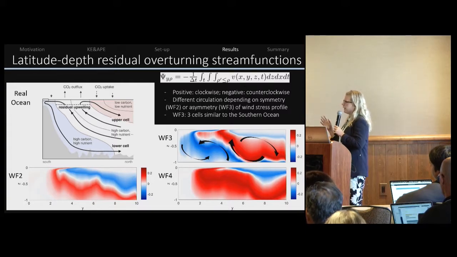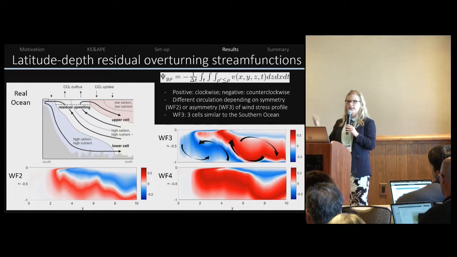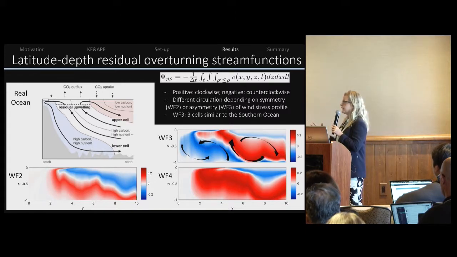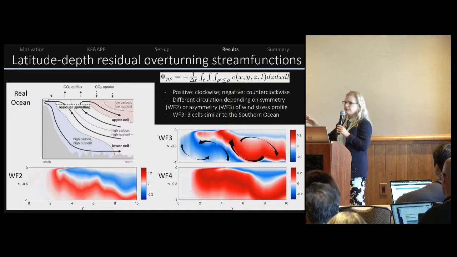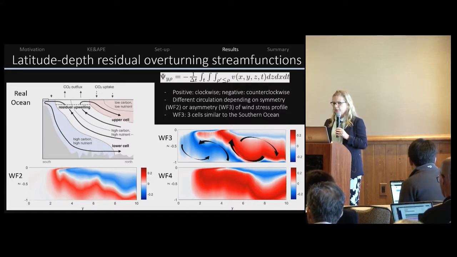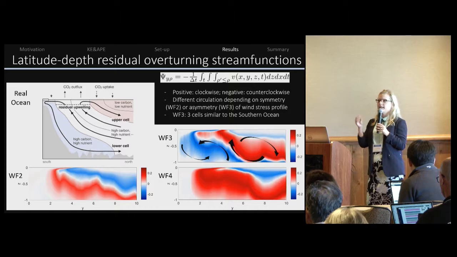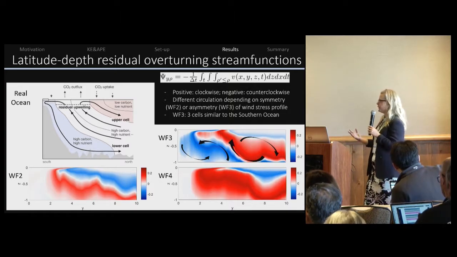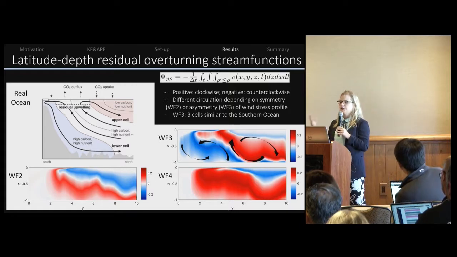However, when you have WF2, where the westerlies magnitude is about the same as WF3, but the easterlies are stronger because of the symmetric profile, you actually don't see this lower cell. So the dense water overflow gets shut down. Similarly, when the wind stresses are too high, you also don't really see that deep blue cell. The importance of that dense cell is that it is where the carbon gets sequestered, and where the oxygenation of bottom waters occurs. So we don't really want to see the shutdown of that blue cell.